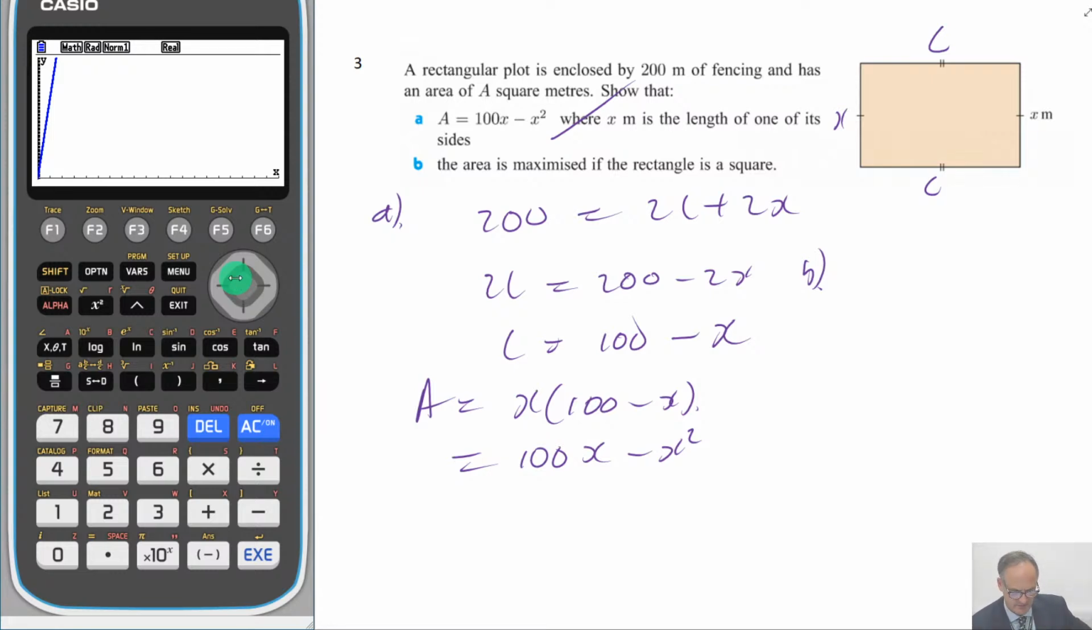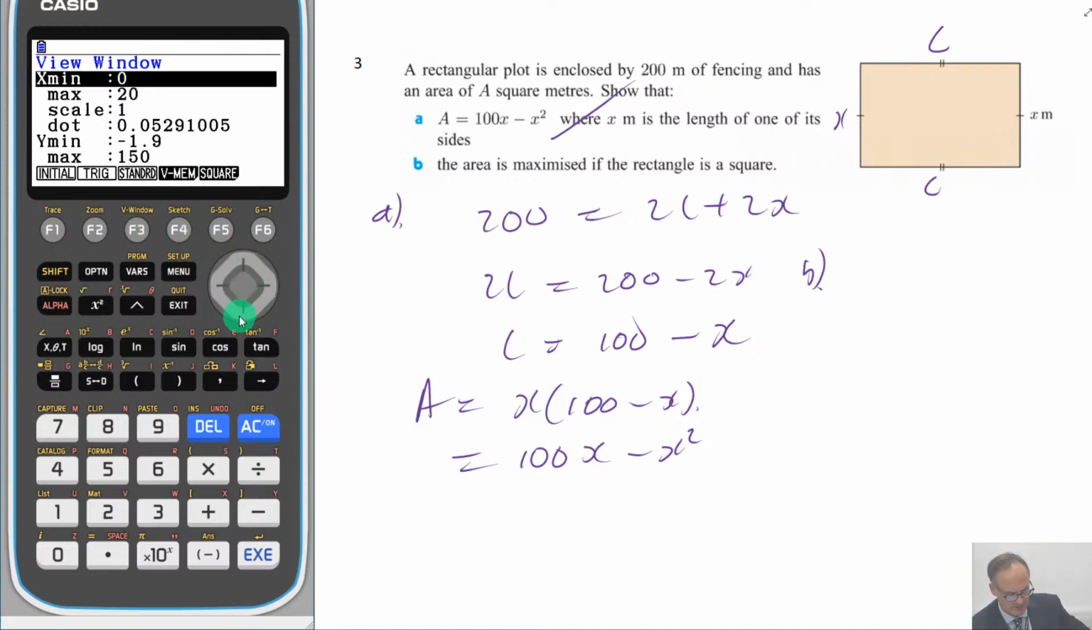So let's just have a look. Area is maximum when it's a square, and we've got 200 meters of fencing. So if it's a square, that must be 50 meters each. So let's go to view window and just change our x max to a bit more than that. Let's make it up to 100. It can't be more than 100, because if the length is 100, then the width will be 0.